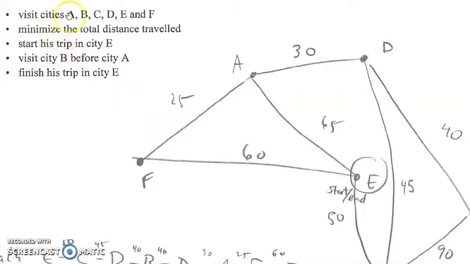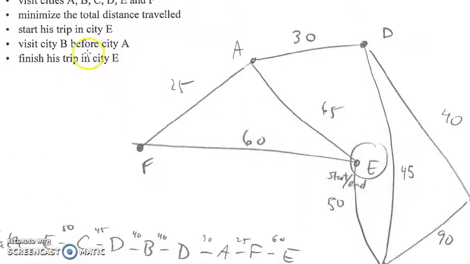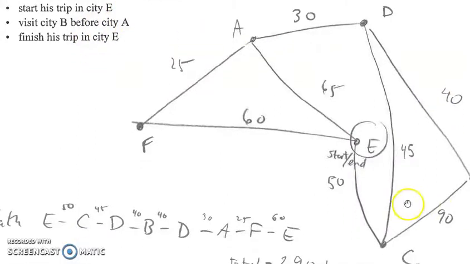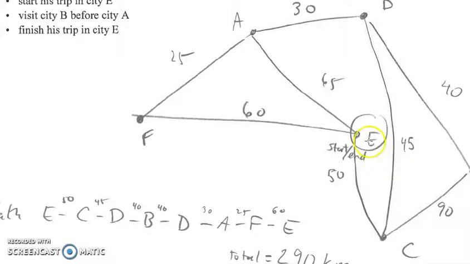It said that I have to visit all of the cities. I have to start and end in city E. And I have to visit B before A. And that makes things a bit complicated. But if I'm going to start at E and I have to get through B before A, I'm going to try to get to B in one of my first few stops. What I ended up doing was going to C. I tried a bunch of routes. This is the best one after I tried many of them.